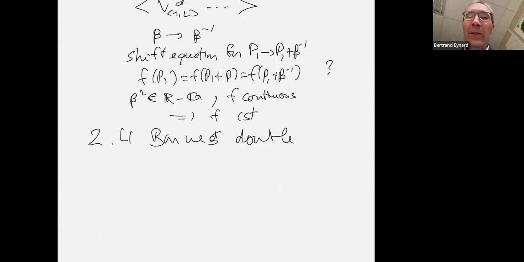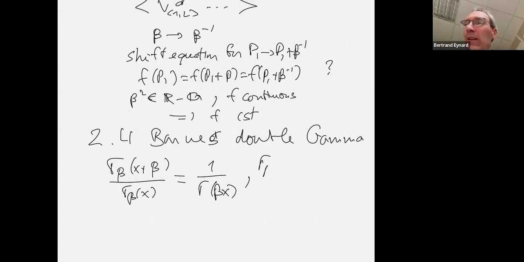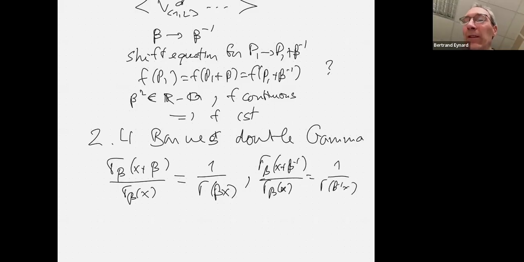What we need, in fact, is a function which produces gamma functions when we shift it by beta or by beta inverse. So let me write it like that. Gamma beta of x plus beta over gamma beta of x equals gamma of beta x, and gamma beta of x plus beta inverse over gamma beta of x equals 1 over gamma of beta minus 1 x. So here I'm saying we need a function gamma beta with these properties if we want to solve our shift equation.